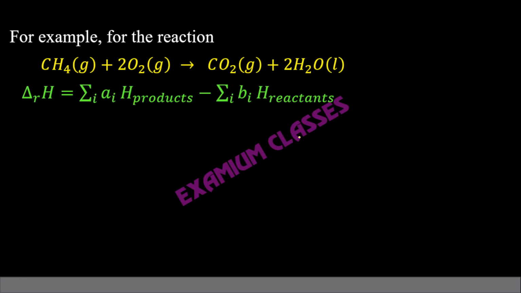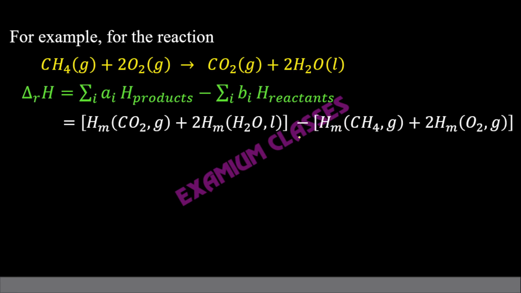For example, for this reaction, delta RH will be what? It will be the sum of the enthalpies of products multiplied by their respective stoichiometric coefficients, something I have already explained. So here CO2, you have only 1 mole, so it will be just the enthalpy of formation of carbon dioxide, and you won't multiply it by anything because the stoichiometric coefficient is 1. Here it is written M, meaning molar. M represents molar, but normally in questions you will get it written as HF, enthalpy of formation. Then 2 times the enthalpy of formation of water.